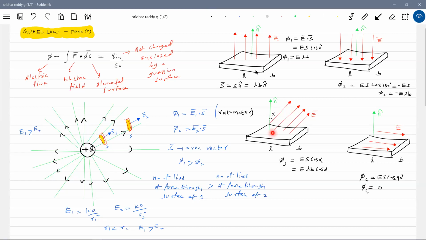And now which flux will be more, phi 1 or phi 2? Definitely phi 1, because here E bar is at an angle. So definitely the number of lines of force passing through will decrease here. So flux will be decreasing, like this for an open surface.